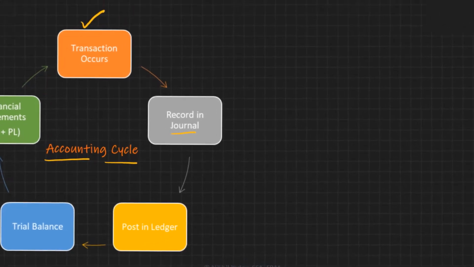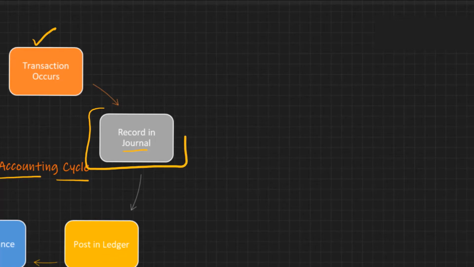The first thing that we do is to record it in a journal. So what exactly is this? A journal is essentially a record keeping book wherein we store the transactions that are happening in a chronological fashion. Let's say for example, there is this ABC Bank.